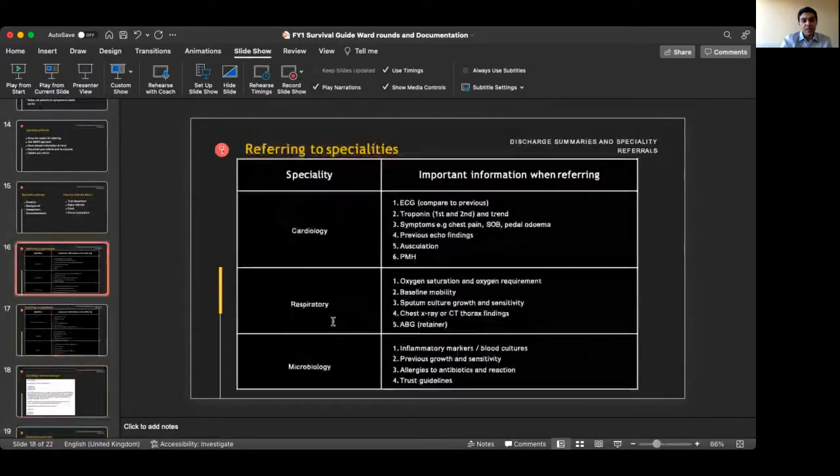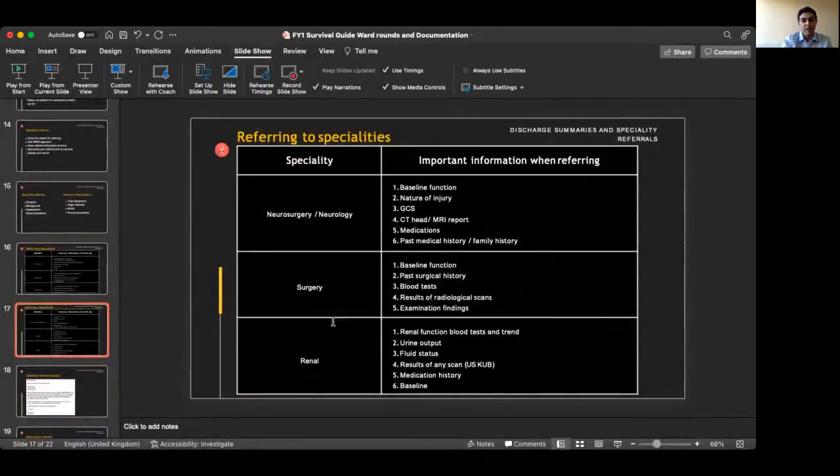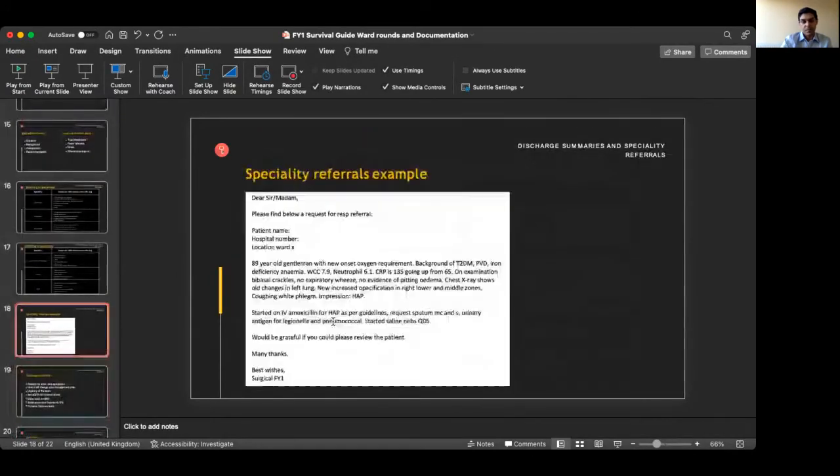So this has been quite a whiz through some common specialities you could refer to. But again, I would point you in the direction of the Mind the Bleep cheat sheet referral page just to get a better idea. Next, I'm just going to run through a few examples of specialty referrals, just so you guys can appreciate how we would usually refer a patient.